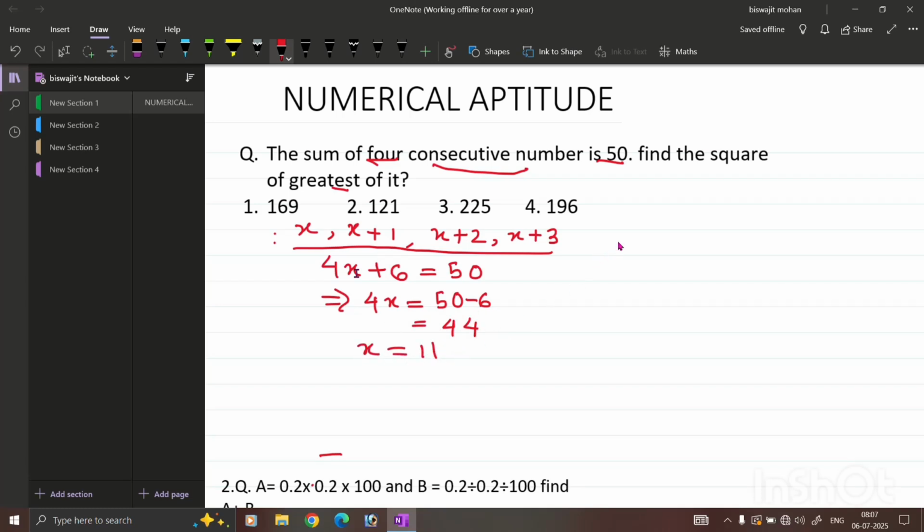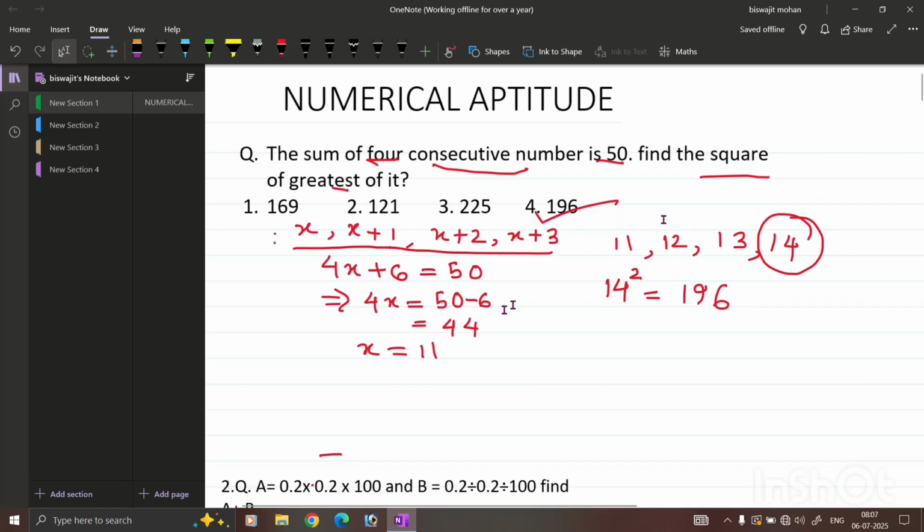So our consecutive numbers are 11, 11 plus 1 which is 12, 11 plus 2 which is 13, and 11 plus 3 which is 14. So what is the greatest of them? 14 is the greatest of them. And when we do the square, since it is asking for the square, 14 squared is equal to 196. So the answer is 196. We will go to the second question.